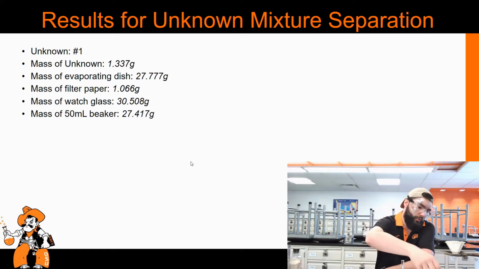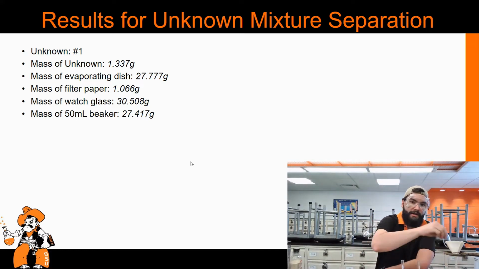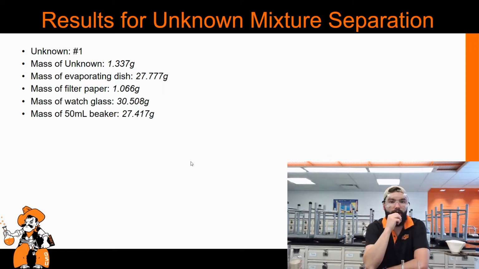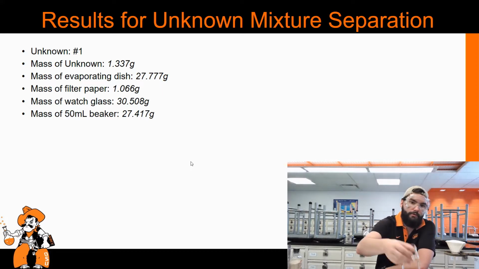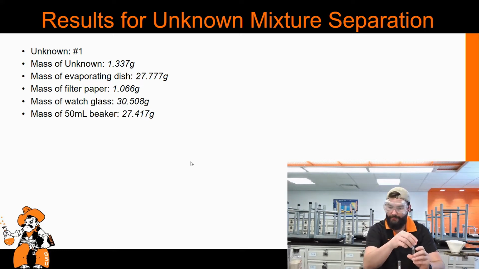I weighed out my evaporating dish, my watch glass and filter paper, and my 50 milliliter beaker. Whenever we do our separation, we're going to add water to our unknown, mix it up to dissolve the salt and start separating out the silt.